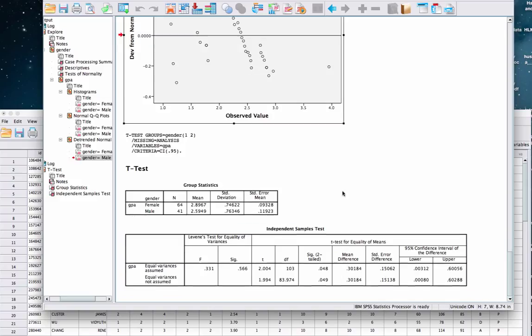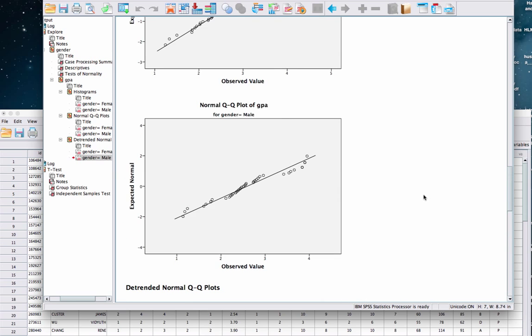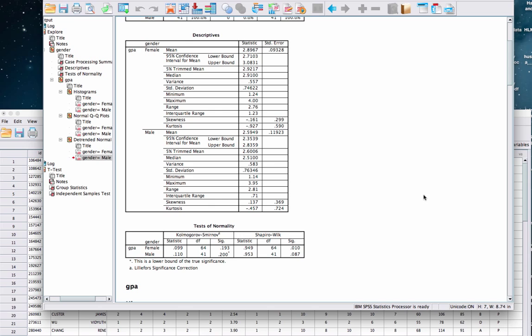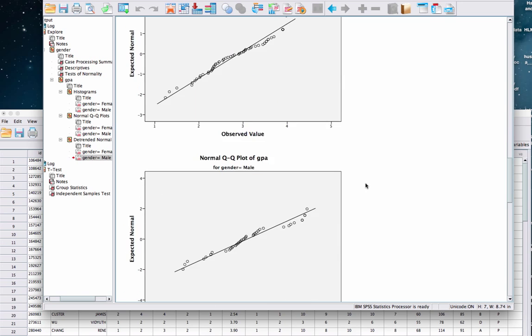And we can see that when we look at our Levene's test, this is the test that tells us if our variances are significantly different. The Levene's test is 0.566. That is non-significant because that value is way above 0.05. So if I go back up here and look at my variances, the variance for female is 0.557, the variance for male is 0.583. Those are very similar and not significantly different.